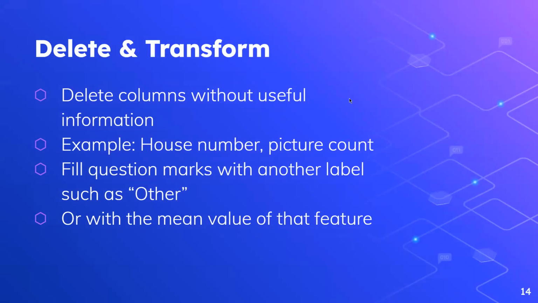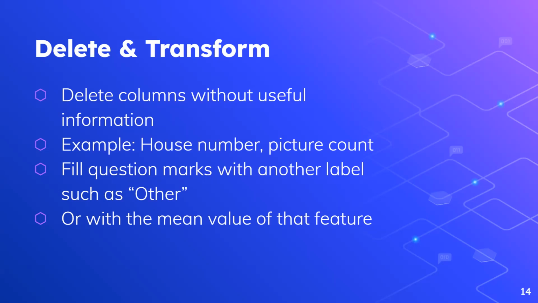So we will also delete features that do not have useful information. For example, picture count, house number, and there was also a feature named Scout ID. Like if you wanted to rent a house, you wouldn't look at the Scout ID to price it realistically. And then we also have some missing values left. For example, there are some missing values in condition. The missing values can be labeled as others, we believe.